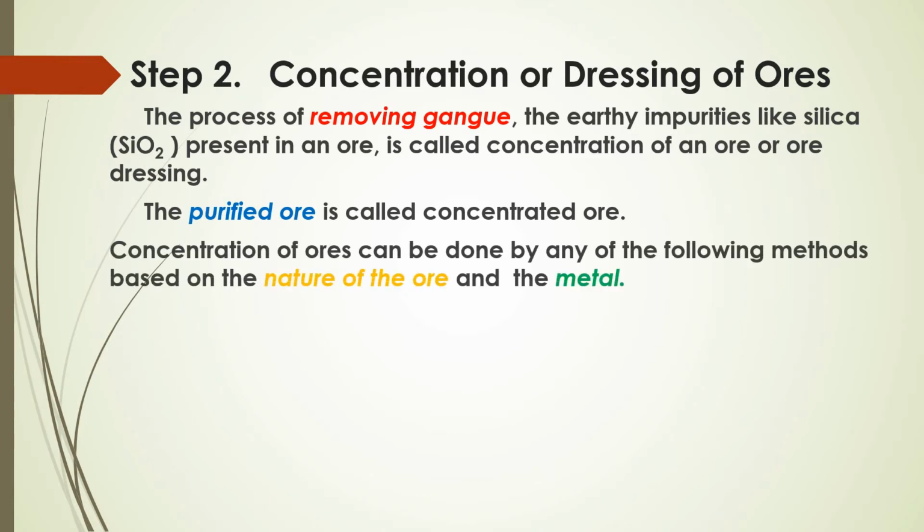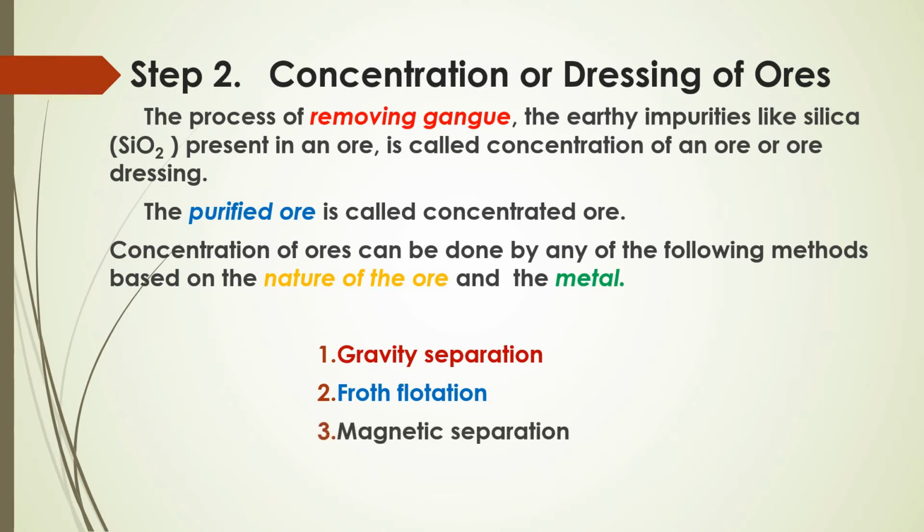Concentration of ores can be done by any of the following methods based on the nature of the ore and the metal. Now let us see what those concentration processes are. First, gravity separation. Number 2, by froth flotation we can concentrate ores. Number 3, by magnetic separation. And number 4, by chemical method or leaching.